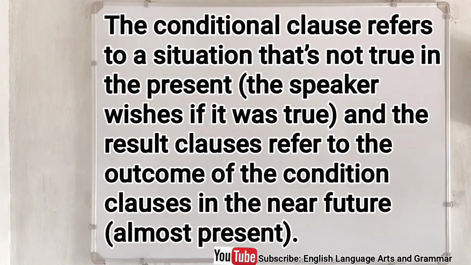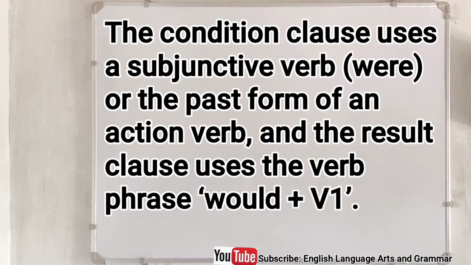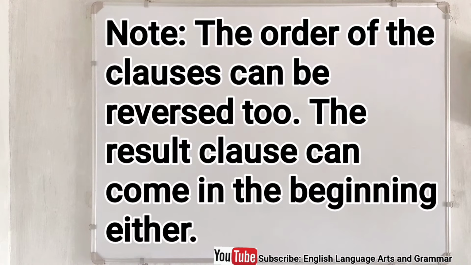The conditional clause refers to a situation that's not true at the present. And the result clause, meaning the main clause, refers to the outcome of the condition clause in the near future. The conditional clause uses a subjunctive verb, were, or the past form of an action verb, and the result clause uses the verb phrase would plus V1, meaning the first form of the verb. And note, the order of the clauses can be reversed too. The result clause can come in the beginning either.